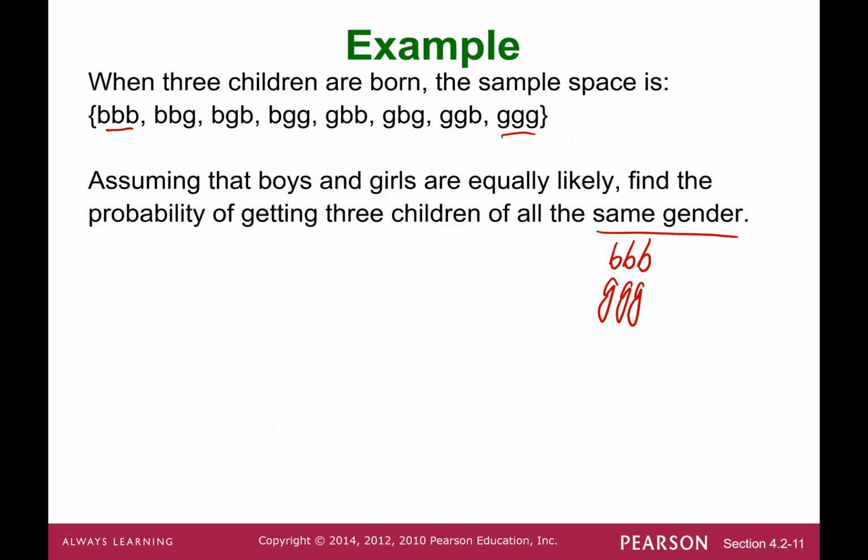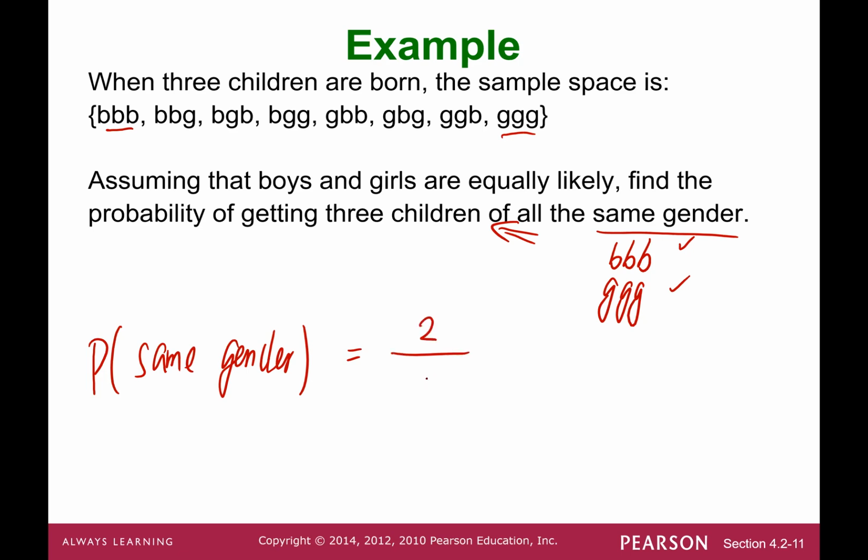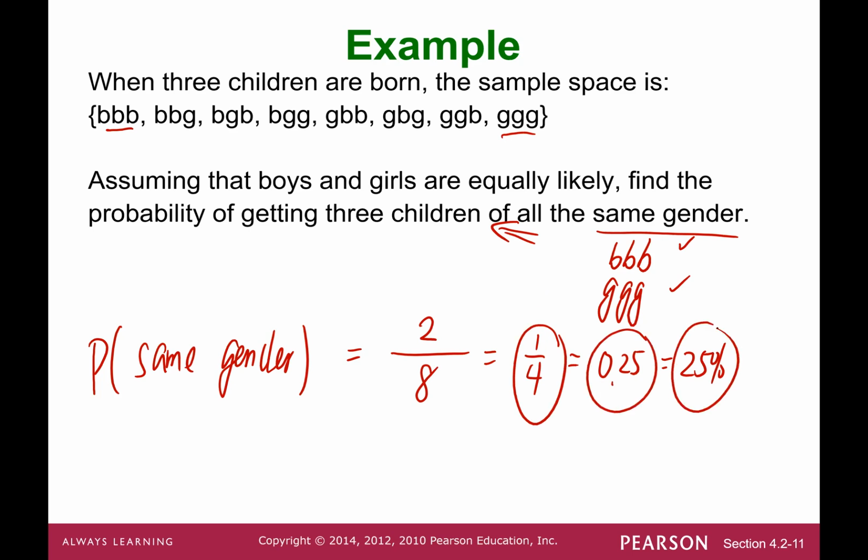And you can think about this, 2 outcomes fit this description, right? So the probability of getting the same gender, 2 outcomes satisfy the requirements, 2 outcomes out of those 8 outcomes. So you divide, it's a quarter, right? Simplify that and get 0.25, also 25%. Okay. That means you have a 25% chance of getting 3 children of the same gender when 3 newborn babies are checked. Okay. Any question on this?